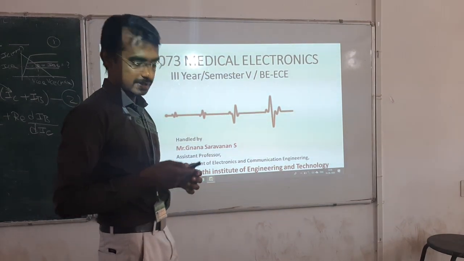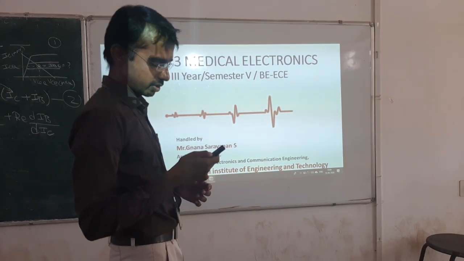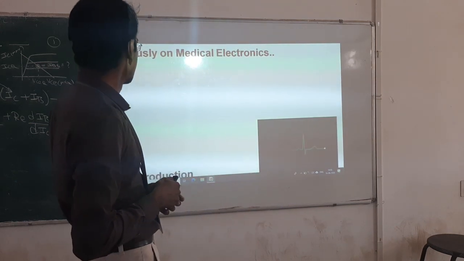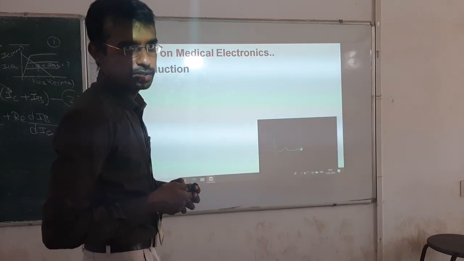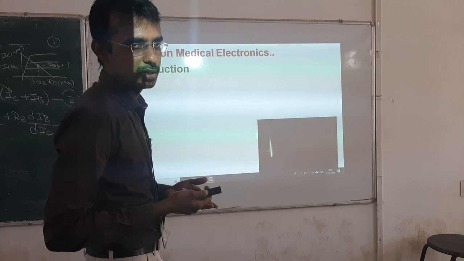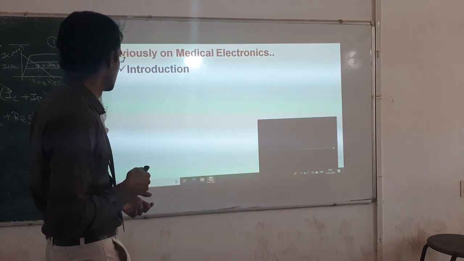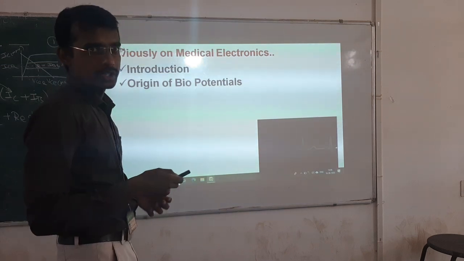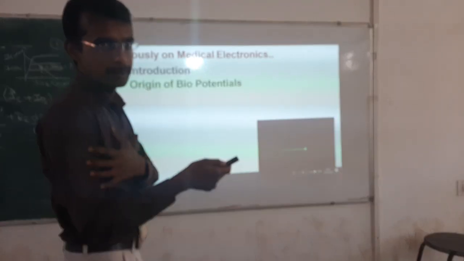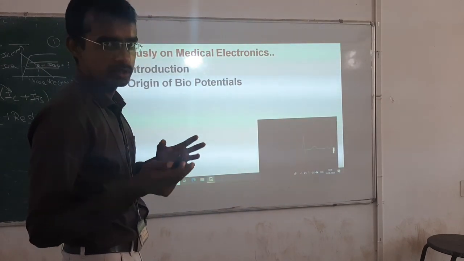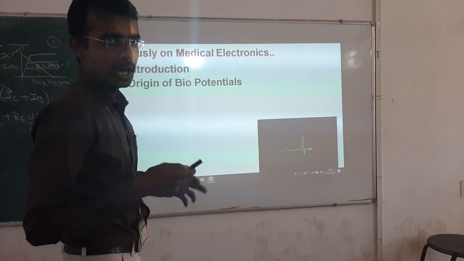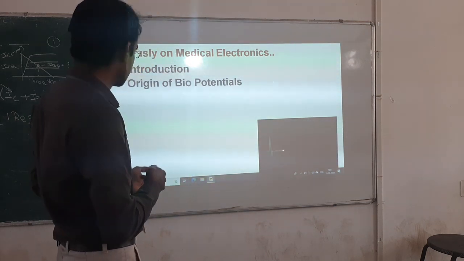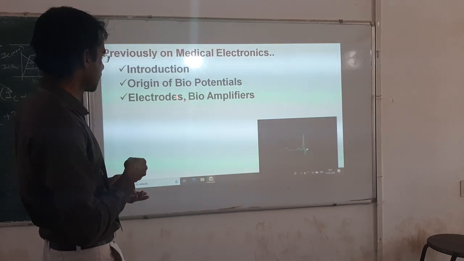Before going into today's session, let's have a recap of what we have seen so far. We started with why medical electronics is required, and where it is playing a role in changing today's scenario. Then we saw the origin of biopotentials, how the voltage gets generated inside the body. We saw the cellular structure and the ionic movements, and then ionic current is converted into electronic current by the use of electrodes.